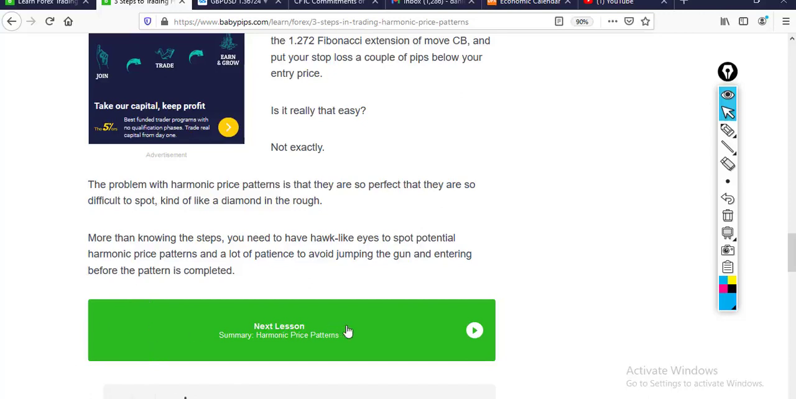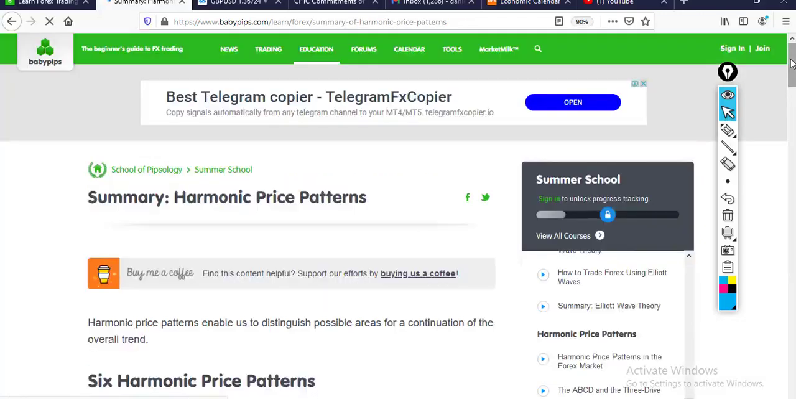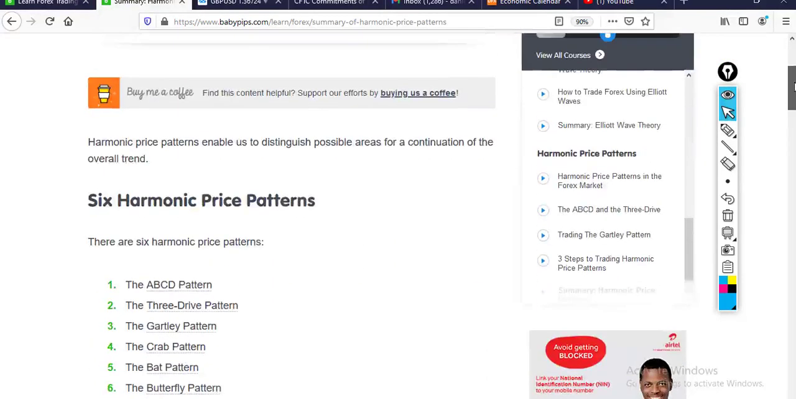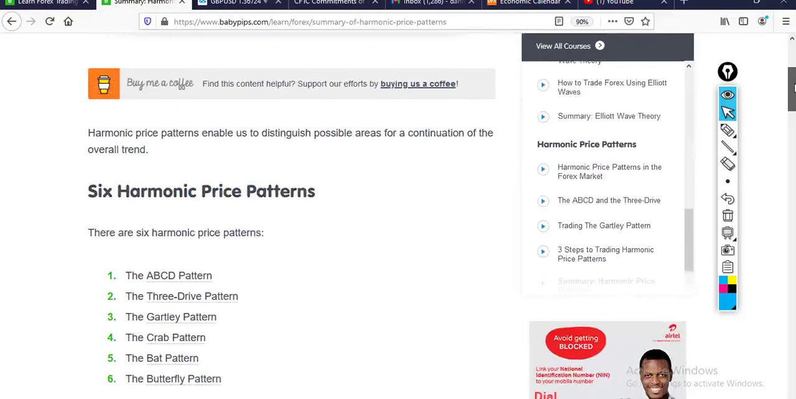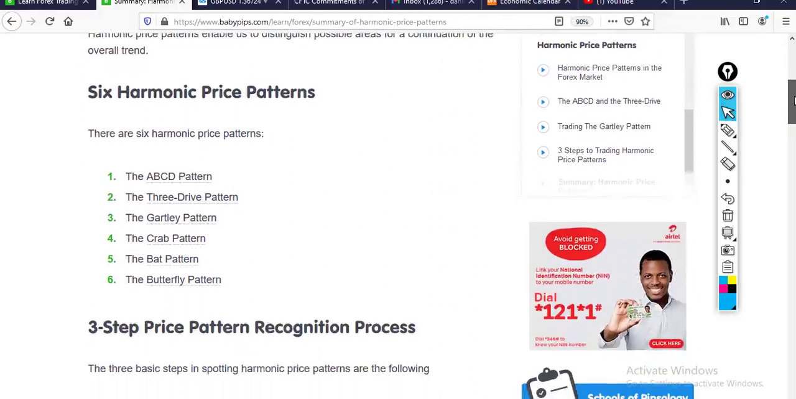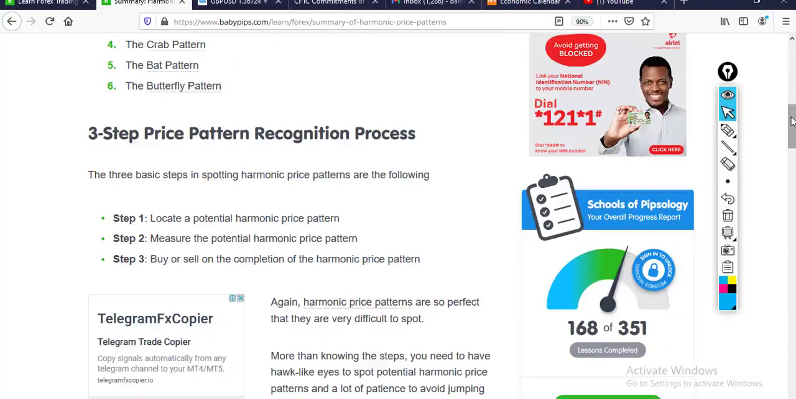Okay, download the books of Gartley to study. Now the summary of harmonic price patterns. So let's summarize what we have been learning so far. We have 6 harmonic price patterns. The first one is the ABCD pattern, the 3 drive pattern, the Gartley pattern, the crab pattern, the bat pattern, and the butterfly pattern. There is a 3-step price pattern recognition process. 3 steps to recognize the harmonic price pattern.